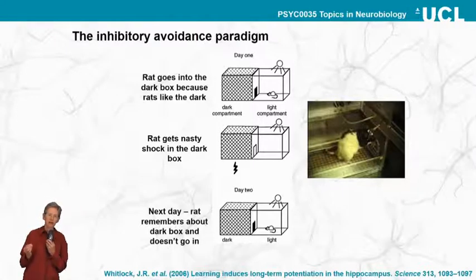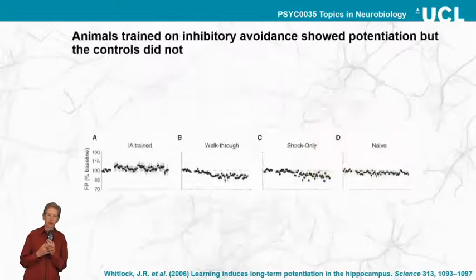And the advantage of this method is that you know exactly the moment that you gave the foot shock, so you know exactly the moment that the increase in synaptic strength, if there is one, took place. So what they did was they applied this paradigm to animals, and they also had some control animals. So some animals were placed in the apparatus but just got a foot shock before they'd walked through to the black side. Some of them had the opportunity to walk through to the dark side of the box but didn't get a foot shock and so on. So they were able to tease apart these different factors.